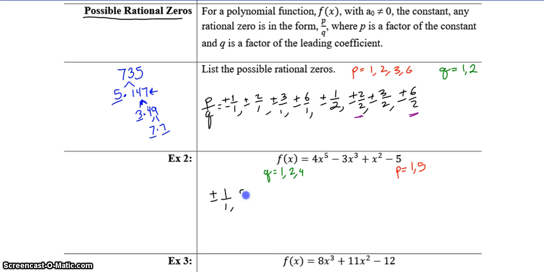1 over 1, 5 over 1. Again, we know that's 1 and 5. That'll work. Plus or minus 1 over 2, 5 over 2. Notice by doing it organized, I know I'm not going to duplicate anything nor leave something out. So each one of these, 1 over 1, then over 2, then over 4.